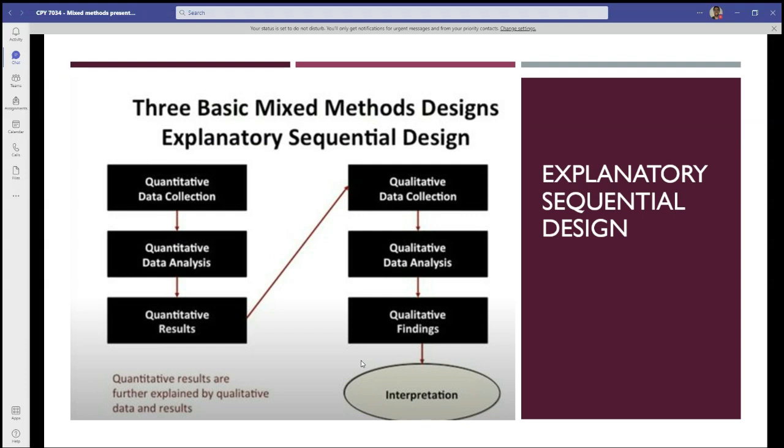The next one is explanatory sequential, where you start with quantitative and then you use qualitative to understand your findings. So you might go into an organization and say, okay, we want to find job satisfaction. So you'll measure job satisfaction, and then you'll use a qualitative piece to understand what is causing their satisfaction or dissatisfaction. What's causing these results that you gathered from the quantitative research element. And so that all leads to an interpretation and explaining the phenomenon that is going on.